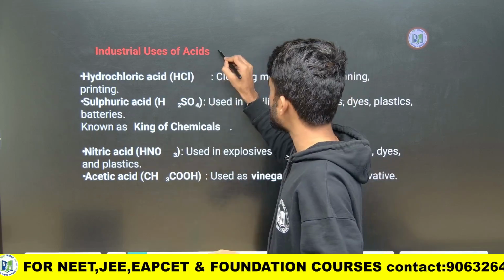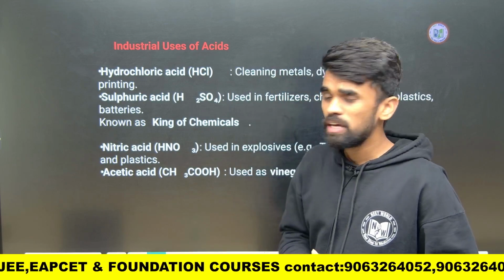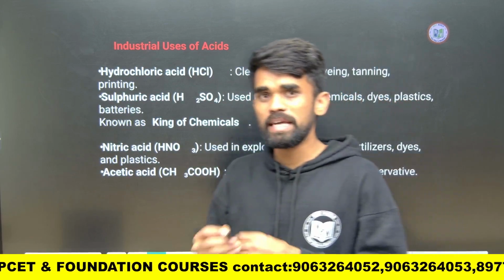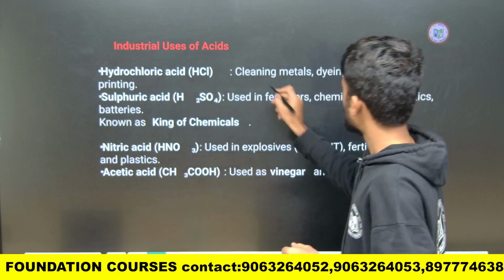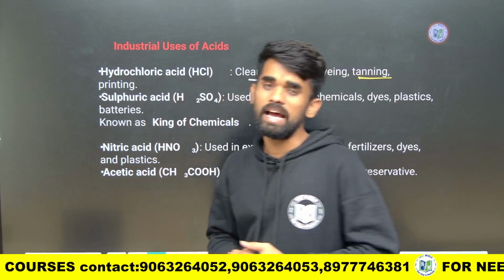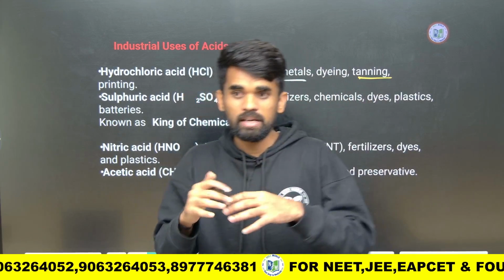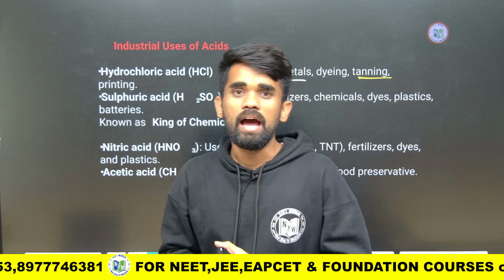So now, what are the industrial uses of these acids? Hydrochloric acid is used in making dyes, as well as cleaning of metals, tanning, and printing. Sulfuric acid, which is also called the king of chemicals, is used in a vast number of applications, like manufacturing of fertilizers, chemicals, and also dyes.